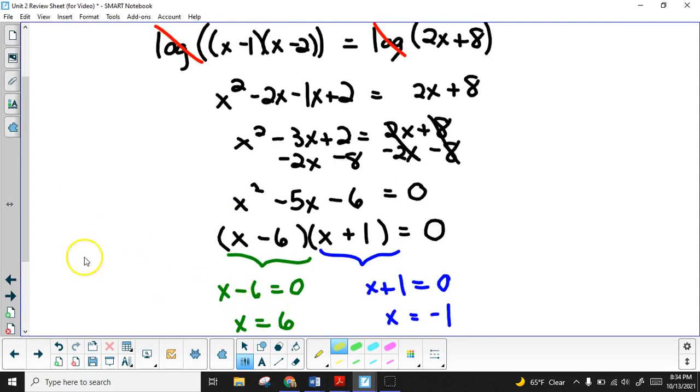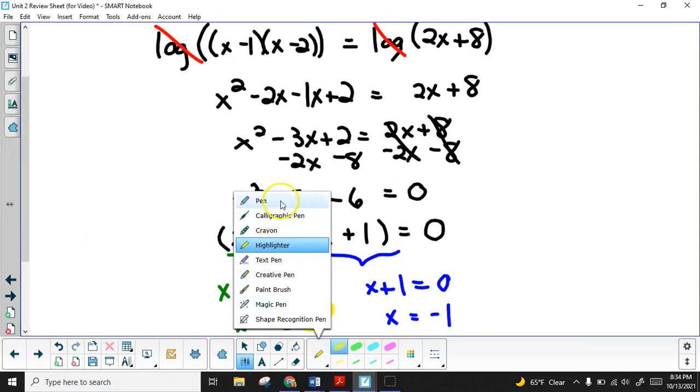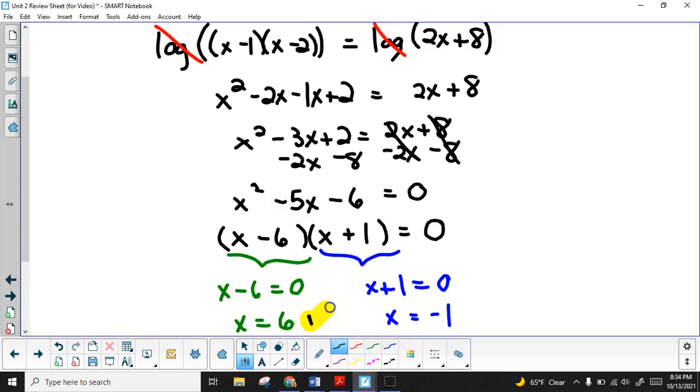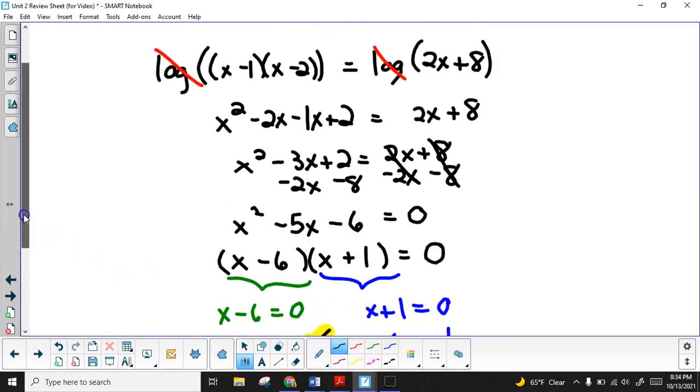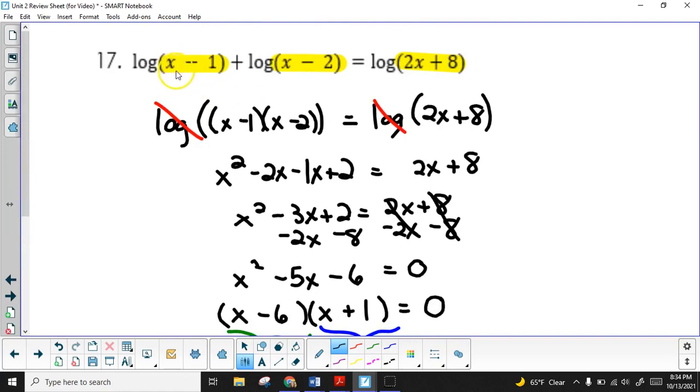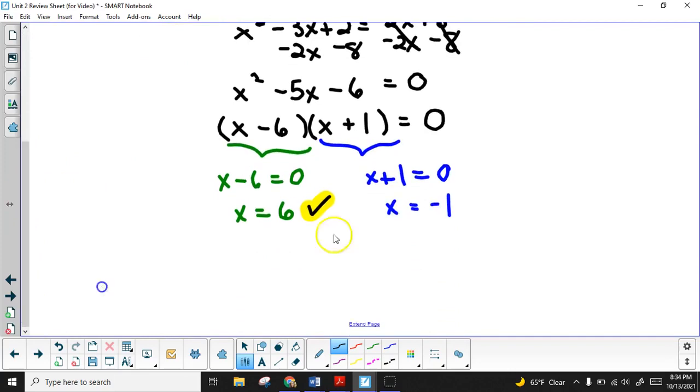If we plug in 6, that works, that's fine. However, let me go back to a regular pen here. That works fine. But if we were to plug in -1 into our original problem, then we would end up taking the log of negative numbers, and the log of negative numbers do not exist. So this right here is an extraneous solution, and we end up with just one solution for this equation, which is x equals 6.